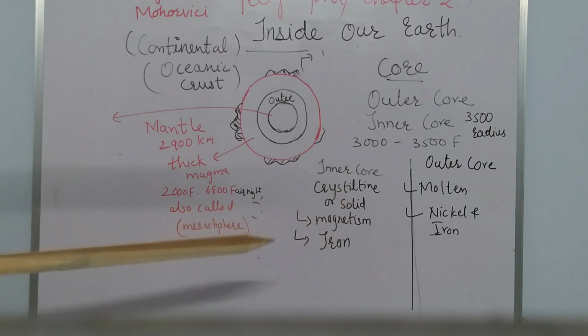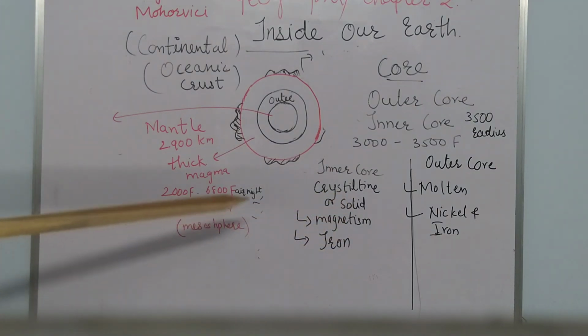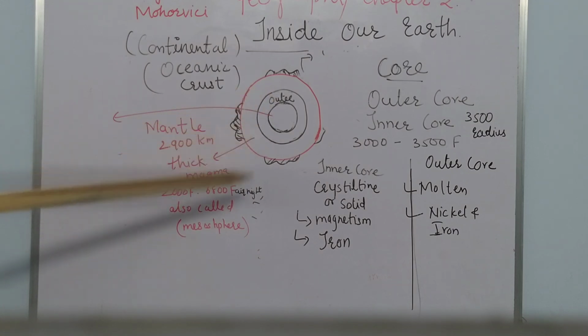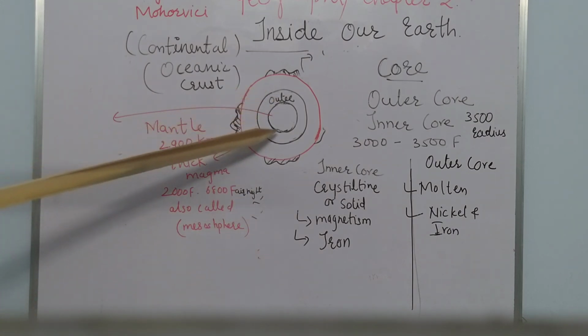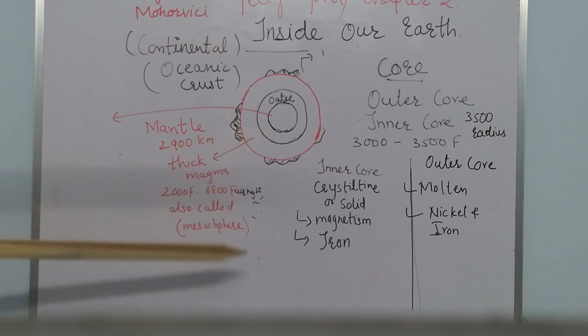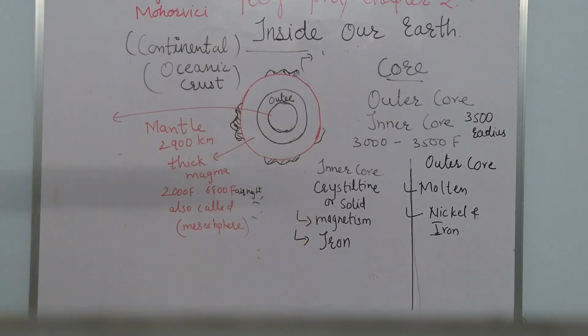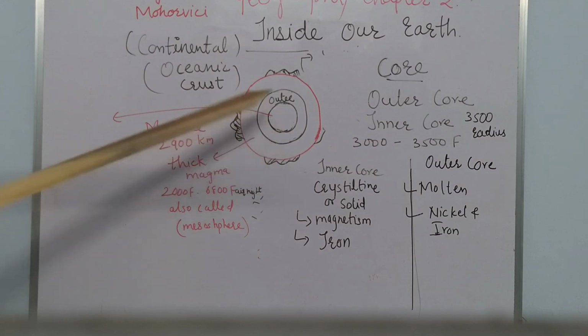So you may be thinking, if this is only 2.5 miles, how do we come to know about all the interior of the earth, though we have dug only up to 2.5 miles? How do we come to know about the layers and their composition?